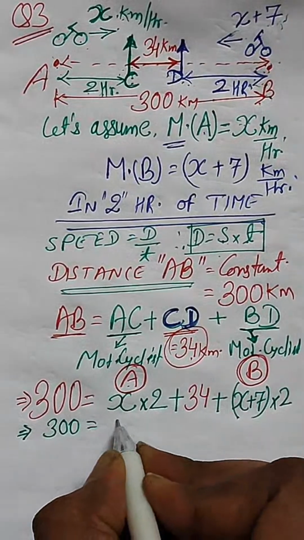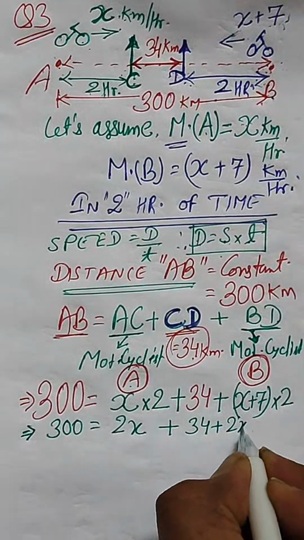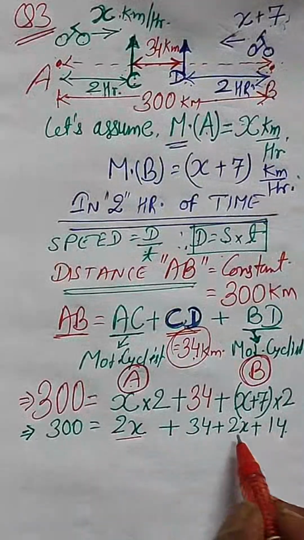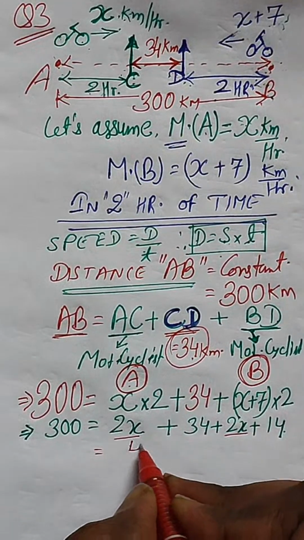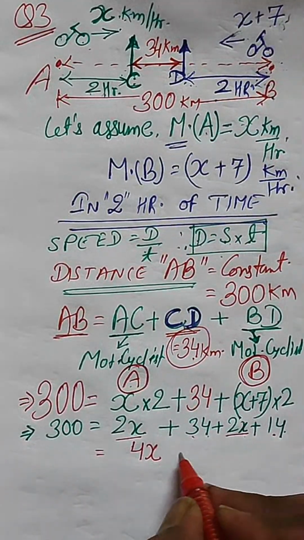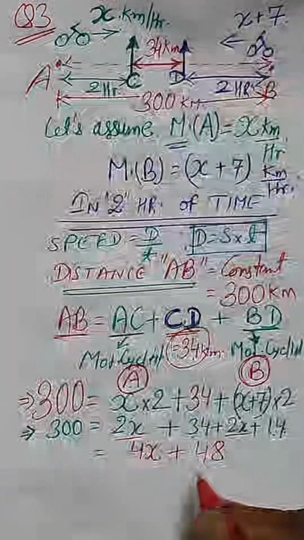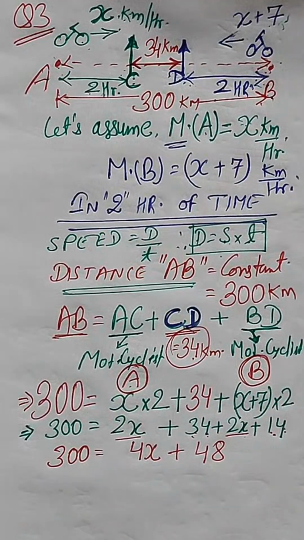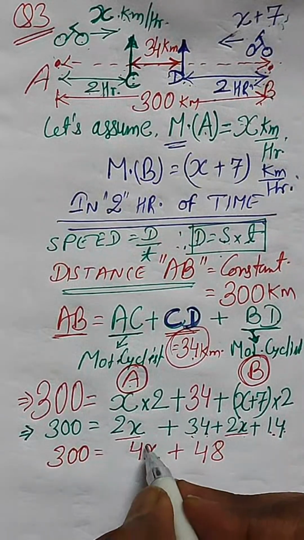300 is equal to 2x plus 34 plus 2x plus 14, right? So this will give you 2x plus 2x is equal to 4x. 34 plus 14 will be 30 plus 10, 40, 40 plus 8, 48, right? And this is already 300, right? So from here you can simplify it further.